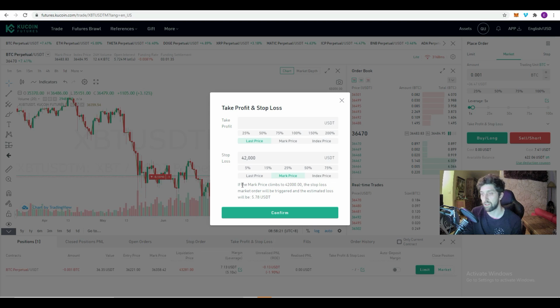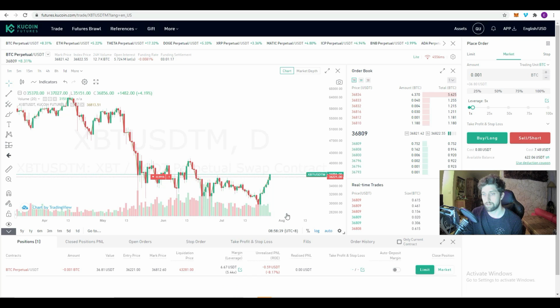Now it is a small amount, and the trade is only $9. But keep in mind, if you're doing a larger trade, if you're using $100, $200, for example, and you have more leverage, the further that you put that stop loss, the more you're going to end up losing. So from here, you're going to hit confirm, and that's going to add a stop loss on this trade. So now we've loaded a stop loss.